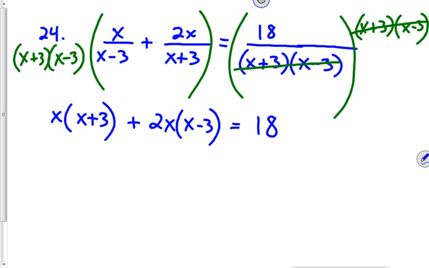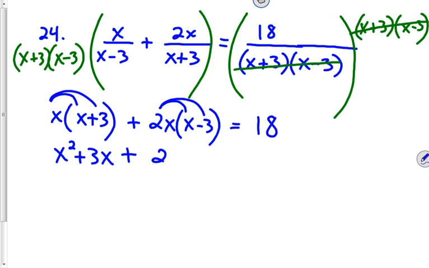All right, now I'm going to distribute my x right here. And I multiply those together. I get x squared plus 3x. Bring down my addition sign. Then distribute the 2x here and here. So I get 2x squared minus 6x. And of course, that equals 18.